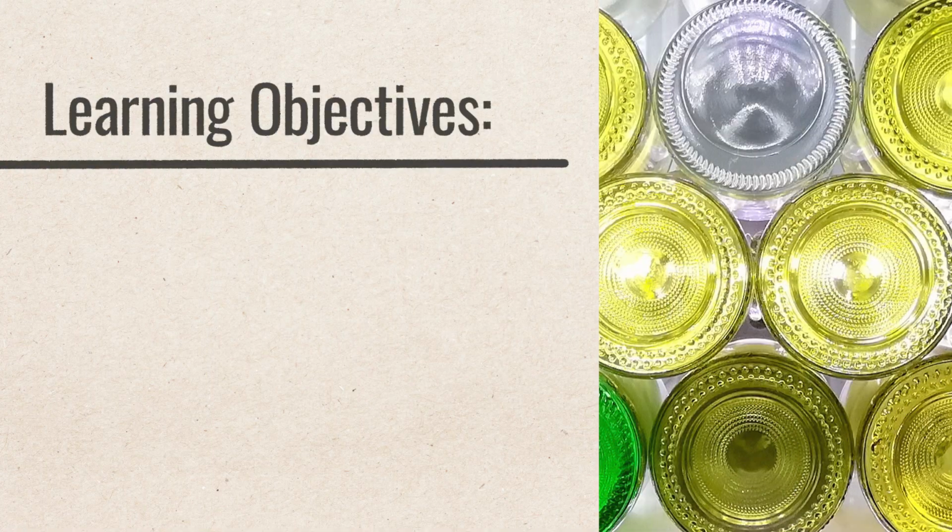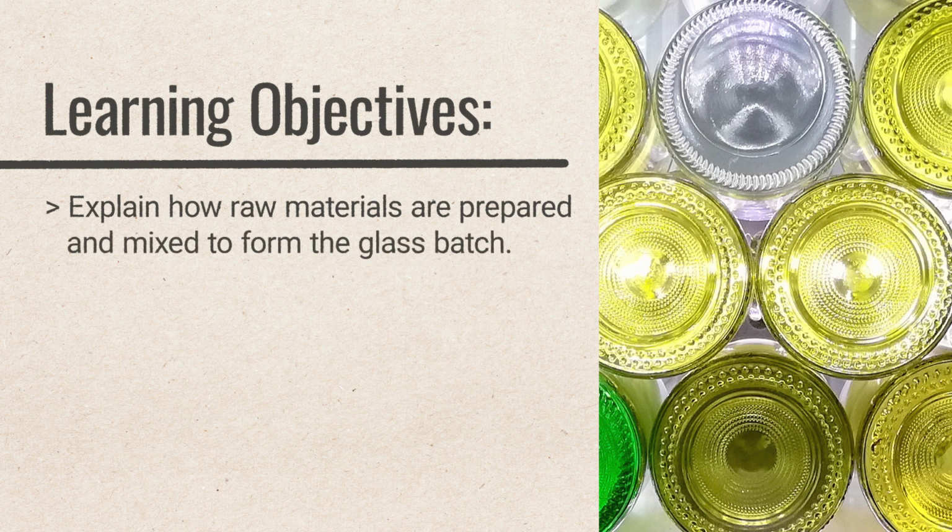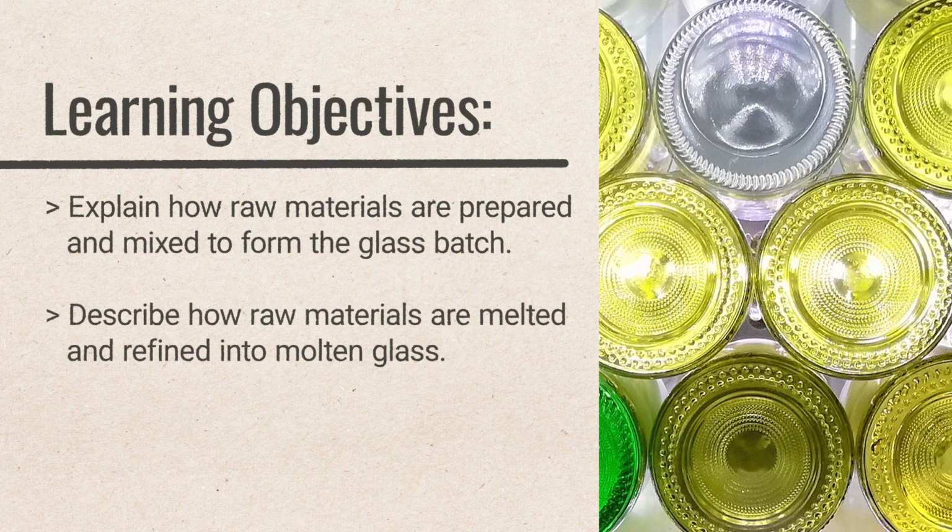By the end of this lesson, you will be able to explain how raw materials are prepared and mixed to form the glass batch, and describe how raw materials are melted and refined into molten glass.